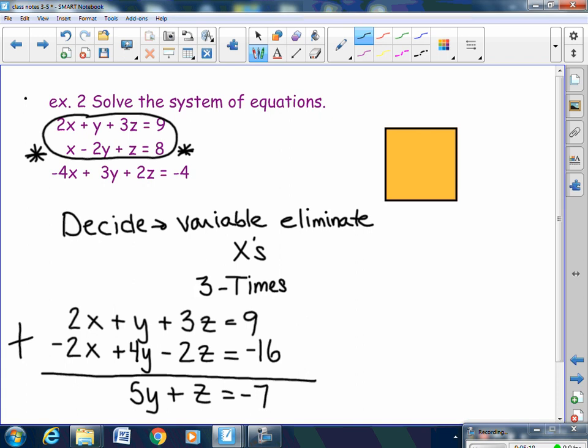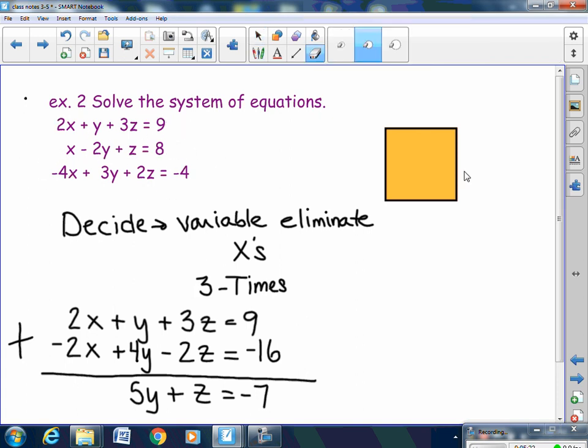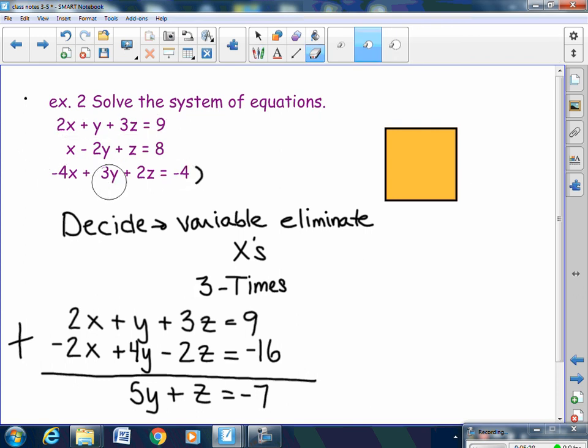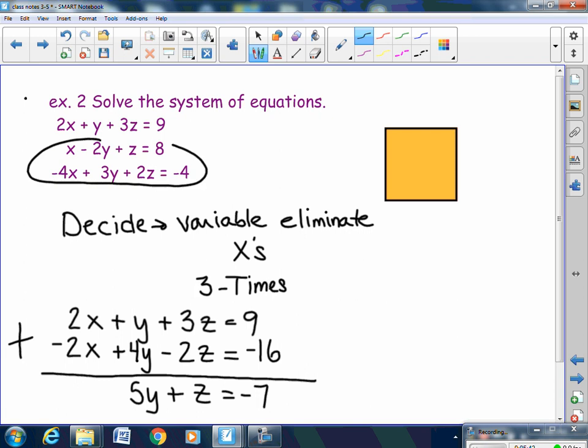Okay, now I did those two, correct? So I'm going to erase them. And now, since I did the first two, I have to do one more set. So I have to decide. I could do this one and this one if I wanted to, or I could do these two if I wanted to. So just to explain it one more time.